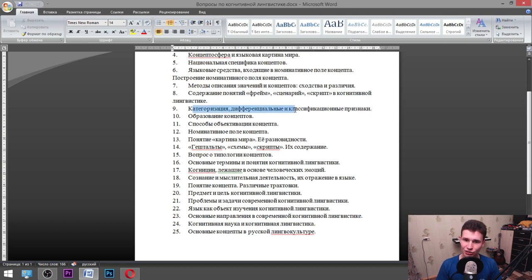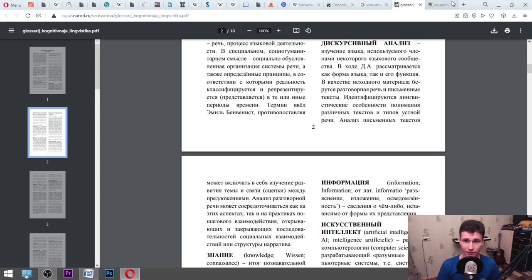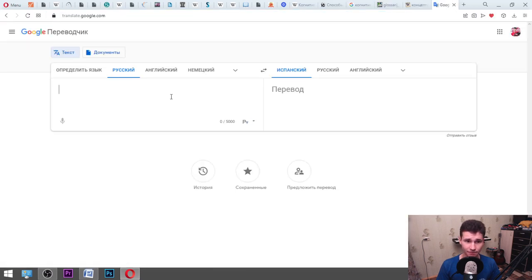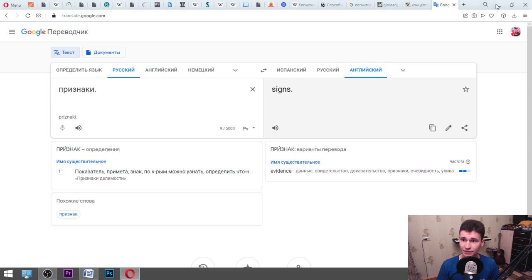Categorization, differentiation and classification of meanings, I think so. And it is tools to describe, or maybe it is the descriptions, categories, types. I don't know how to, let's say, types, I think so. No, it's not types. Let's translate it, signs, okay.